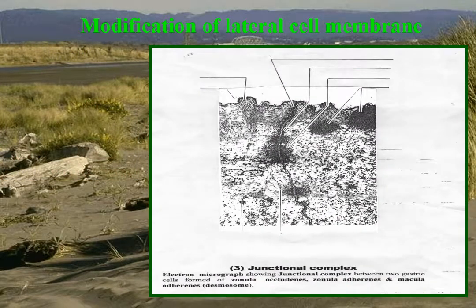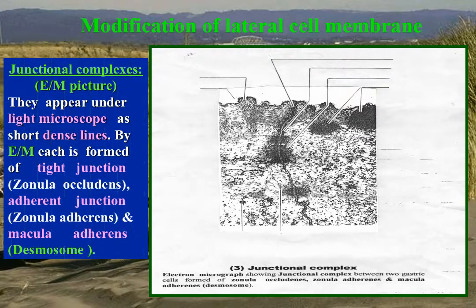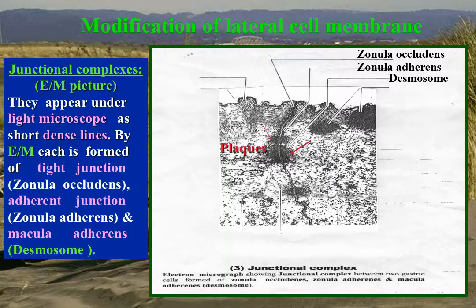Modification of the lateral cell membrane. Junctional complexes appear under light microscope as short dense lines. By electron microscope, each is formed of tight junction zonula occludens, adherent junction zonula adherens, and macula adherens or desmosome, formed of two dense cytoplasmic plaques to which are attached multiple tonofilaments.